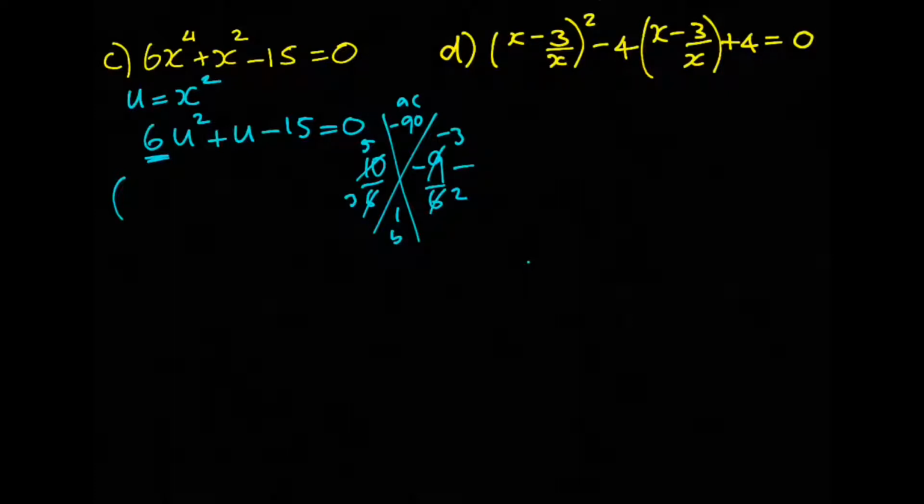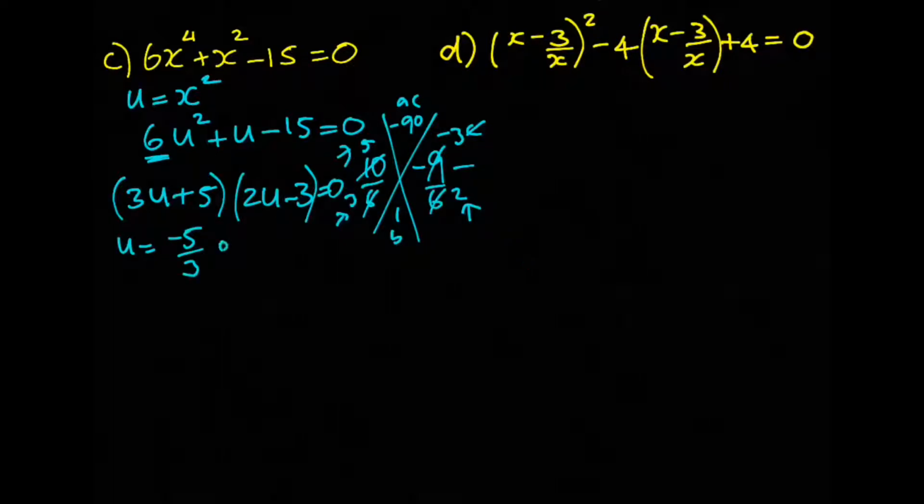So now factoring, we've got 3u plus 5 times 2u minus 3 equals 0, and then using the null factor we get u equals negative 5 on 3, or u equals 3 on 2. So subbing in for u, we've got x squared equals negative 5 on 3, or x squared equals 3 on 2.